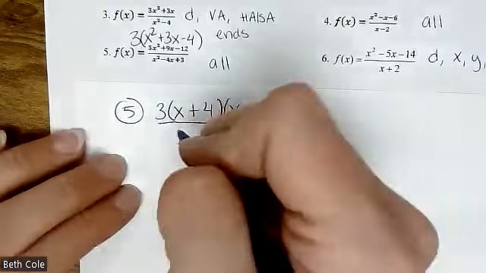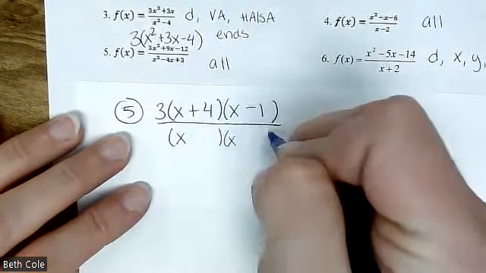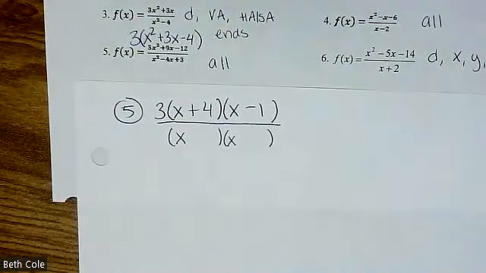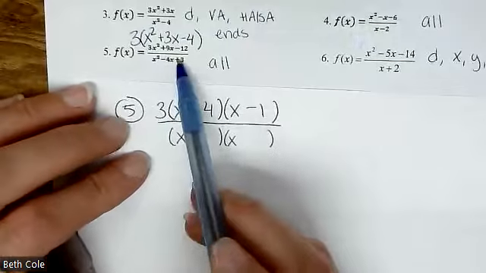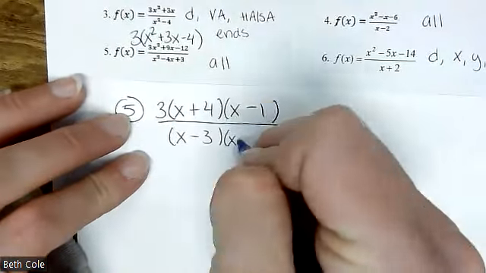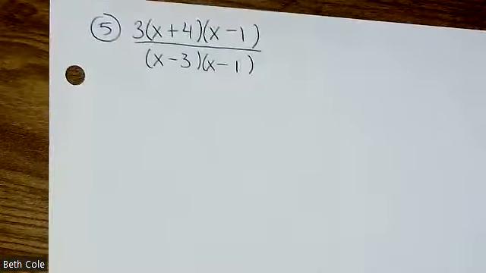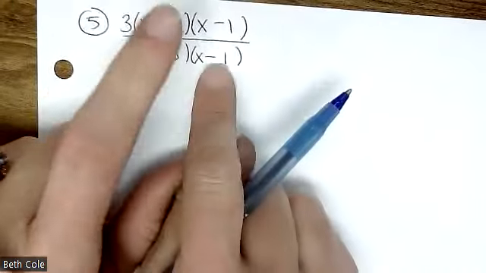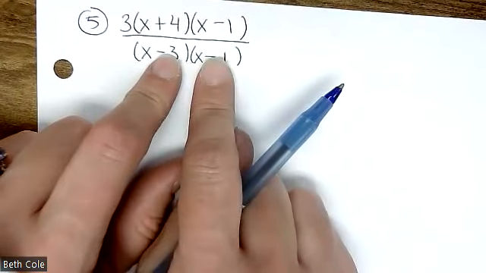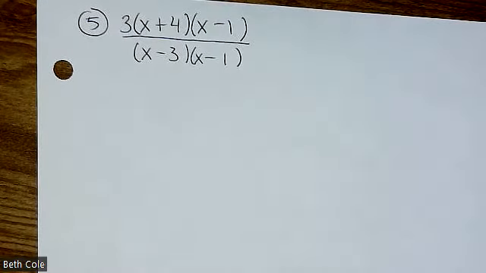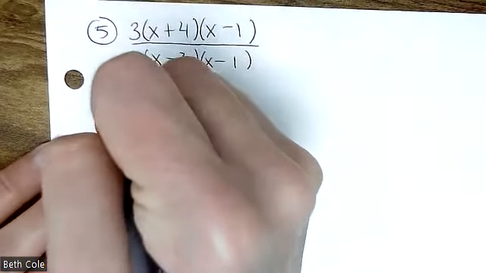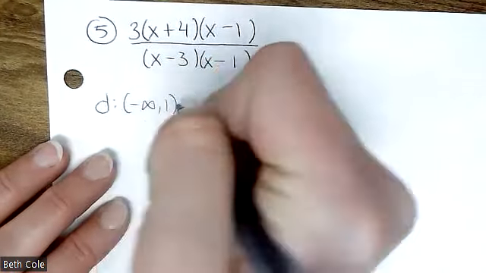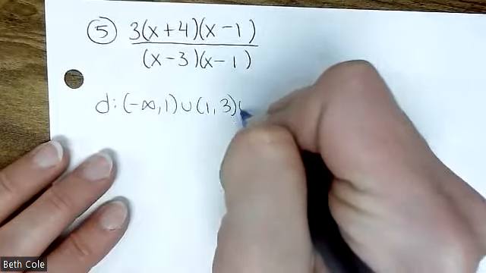And then the denominator is going to be x and x. And how would that one break apart? Good, perfect. -3, -1. So how many troublemakers do we have in this one? 2. They would be 3 and 1. But when we write it, you have to go smallest to biggest. So for your domain, you're going to skip over 1 and then skip over 3.